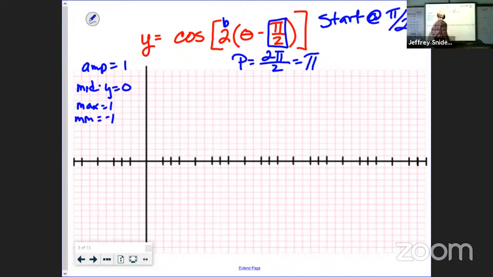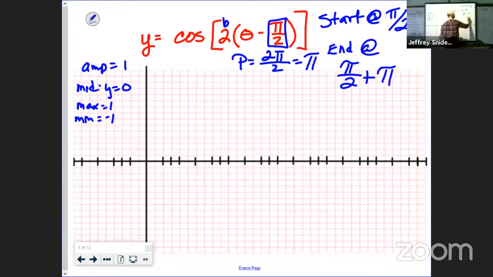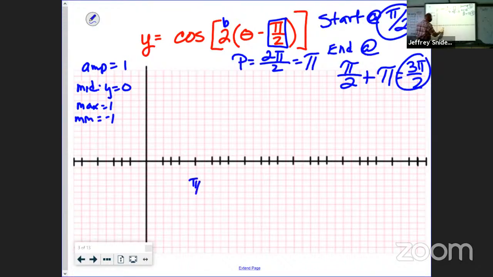And it's going to end at pi over 2 plus the period. Which means you're going to end at what? 3 pi over 2. Those are my things I need. All right? So pi over 2 is here. 3 pi over 2 is here. So I know that to start. I'm going to make this a little smaller now.